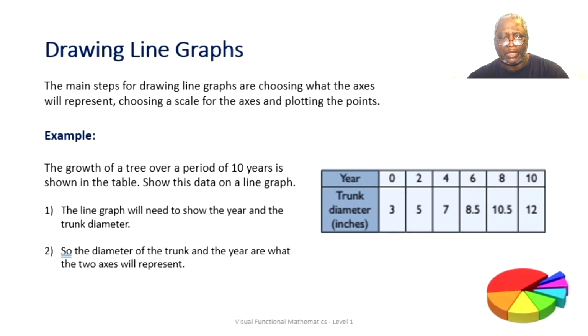Why a line graph? Because you're not comparing a number of elements at the same time. You're comparing changes over time. So only a line graph will be appropriate. So one, the line graph will need to show the year and the trunk diameter. Do you remember what diameter is? Yes, the distance across. 2, the diameter of the trunk and the year are what the two axes will represent.